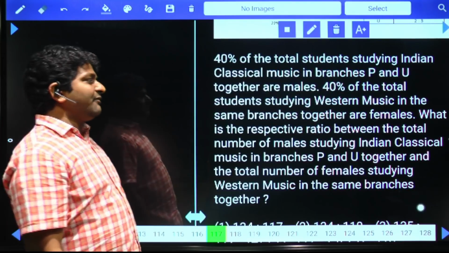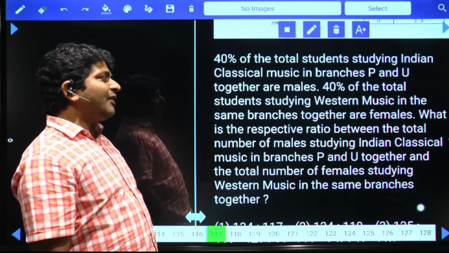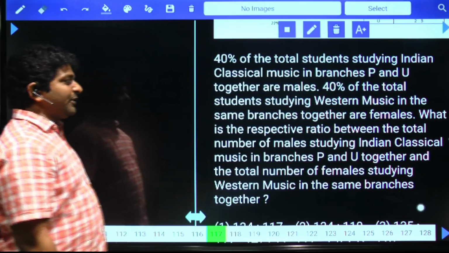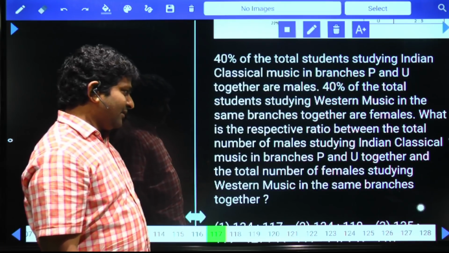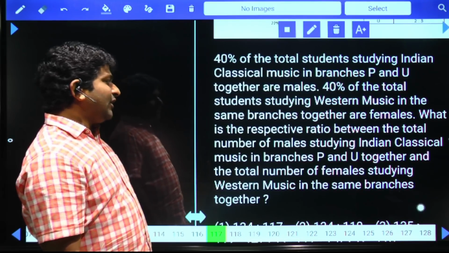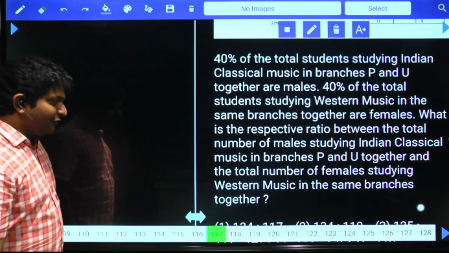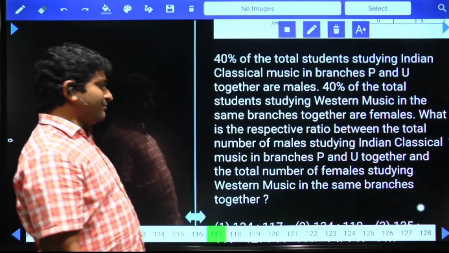40% of the students studying Western music in the same branches together are female. What is the respective ratio between total number of male students studying Indian classic from P and U together and total number of female students studying Western music in same branches together?